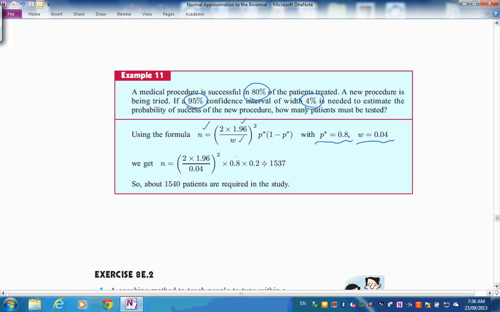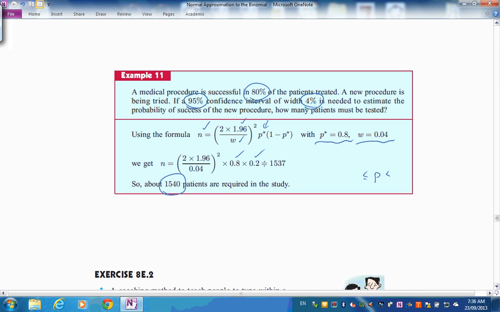So p(1 - p), that is p star, because we're using an estimate. We're saying we can expect to be about the same, maybe worse or maybe better. We can get a confidence interval and compare later, but we need about 1,540 patients so that the total width is 4%. What does that mean?